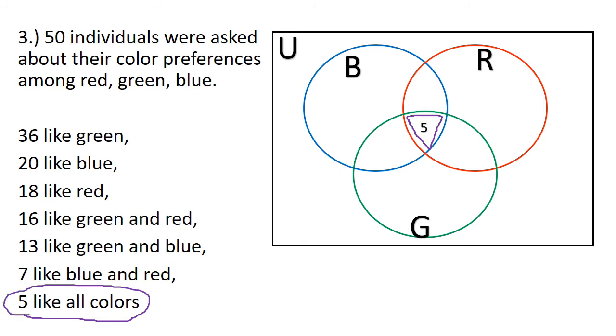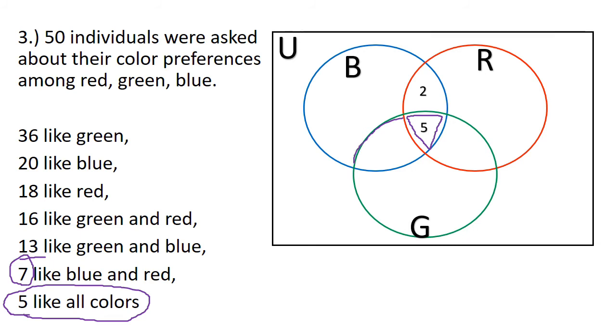So 5 will be placed at the center, and then we will work upward. So 7 like blue and red. But we have already taken 5, so that is why we only have 2 who like blue and red but not green. Next, we have here 13 like green and blue.